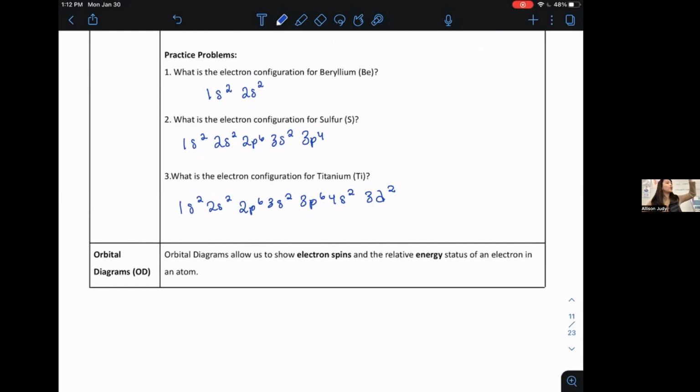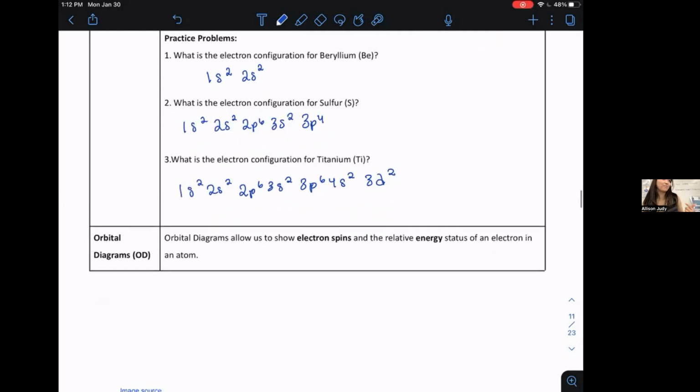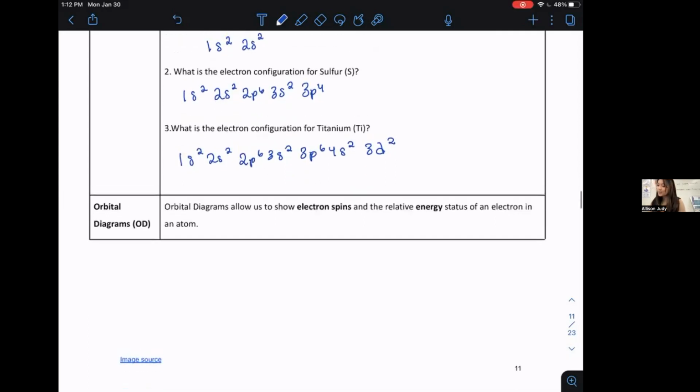But notice something. We only address the first 2 quantum numbers. We need to upgrade our system. So we're going to upgrade it to the orbital diagram. And this is where, for all of you that like arrows, this is your moment to shine, you physics crazy vector people. Orbital diagrams allow us to show electron spins and the relative energy status of an electron in an atom.